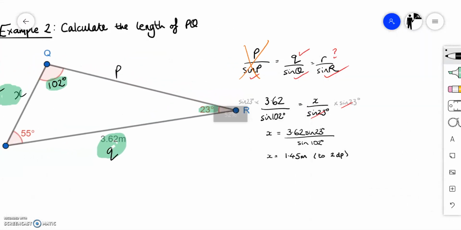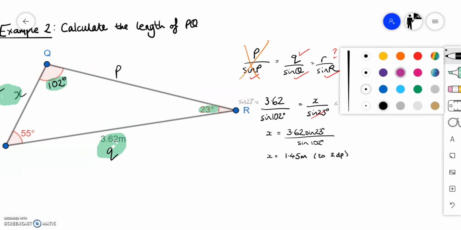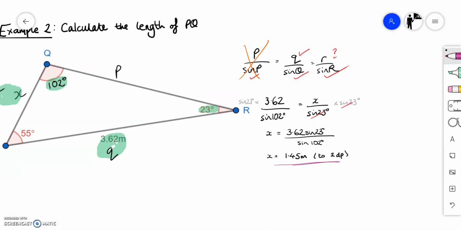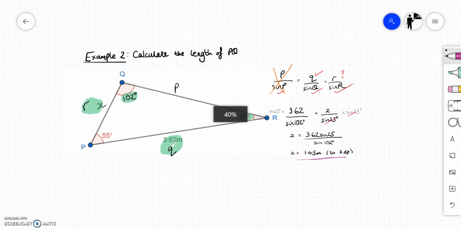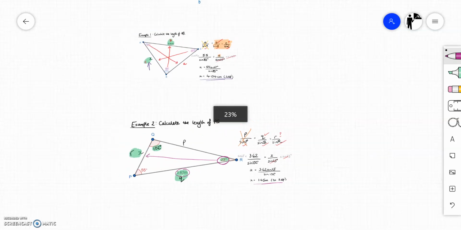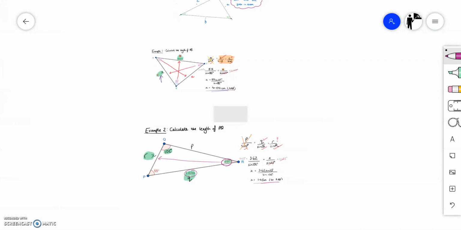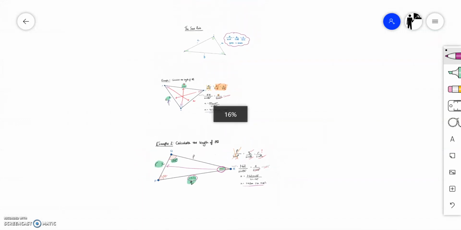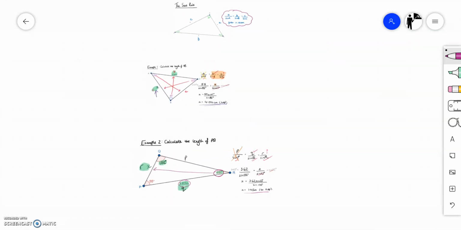Okay, so there are 2 examples on how to calculate the length of a side using the sine rule. One check here: our angle is the smallest in this triangle, so our side here we would expect to be smaller than 3.62, which it indeed is. Okay, so once again, this is a skill you can pick up a lot of marks in, particularly in a paper 2. Thank you very much.